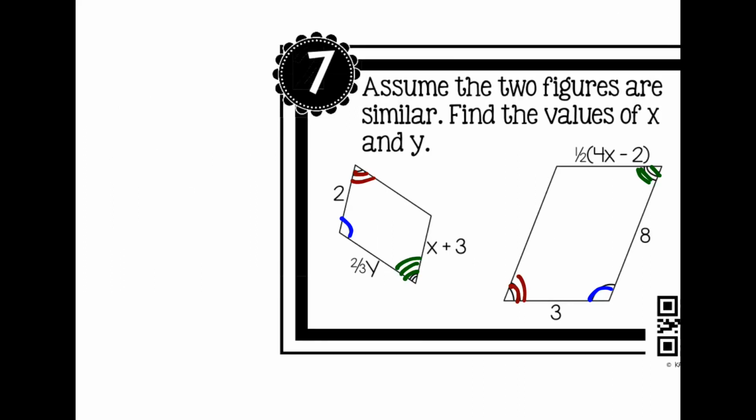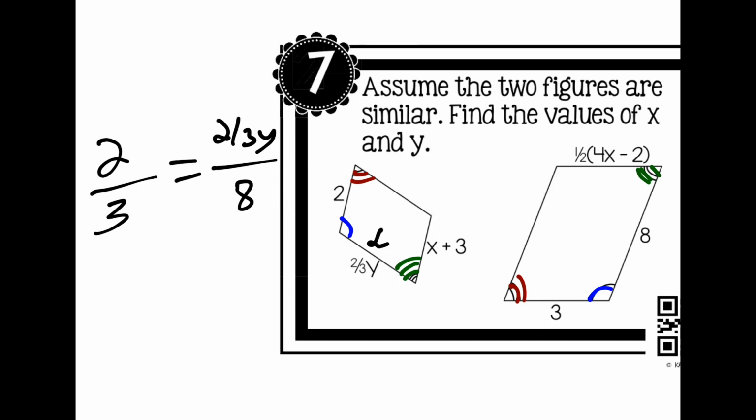So in number 7, I'm using the colors to indicate the angles again. And we can see here that 2 is between the red and the blue. And that matches up with 3, which is also between the red and the blue. And if I want to figure out x or y, I'm going to plug in the relevant ratios. So let's start with y. That's 2/3 y divided by 8, because they're both between the blue and the green. If I cross multiply and divide, y is equal to 8.